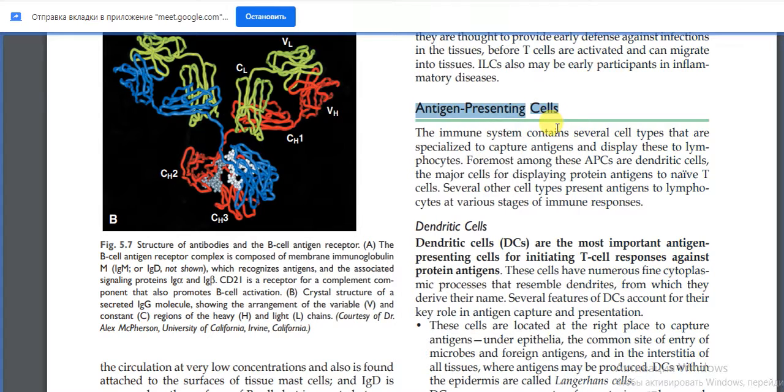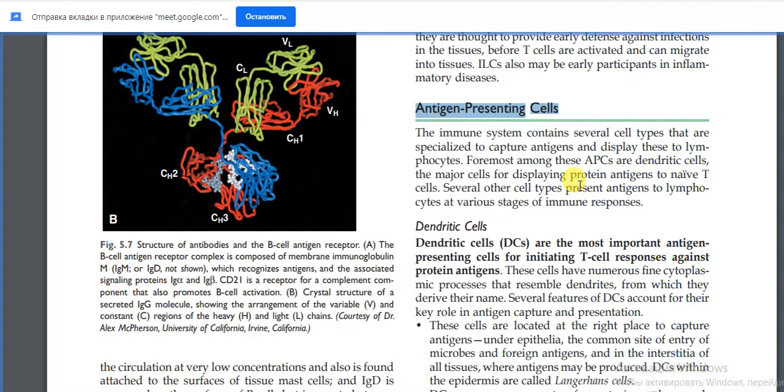They are very important cells of immunity. On the surface of antigen-presenting cells we have MHC1 and MHC2, major histocompatibility complex 1 and major histocompatibility complex 2, which I remind you function to reveal the antigen on the surface of the cell and to present it to T lymphocytes predominantly.